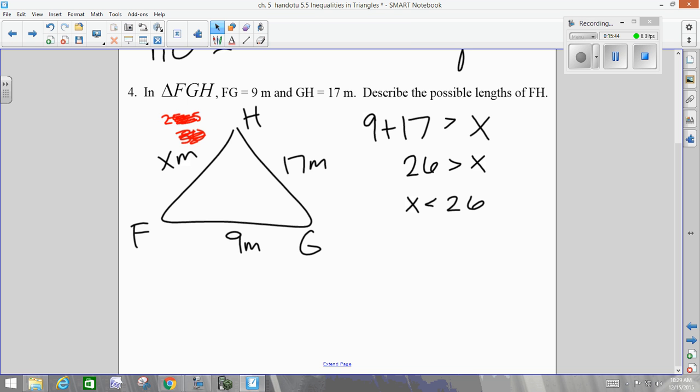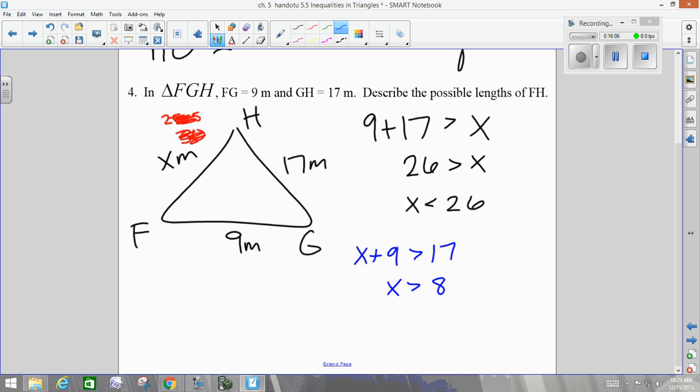It could be one of the smaller sides too, right? If x is one of the smaller sides, then which ones of these are the longest one? 17. So if x is one of the smaller ones, wouldn't we have to say that x plus 9 has to be greater than 17? Okay, subtract 9 over, what's 17 minus 9?